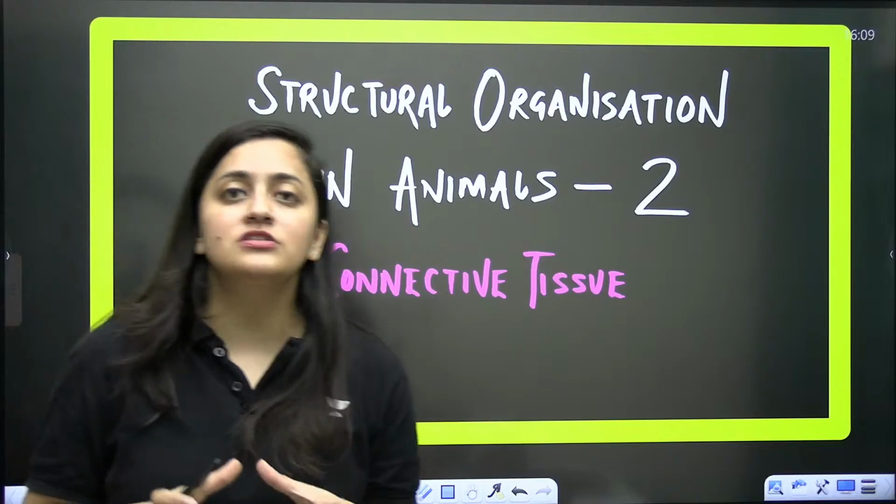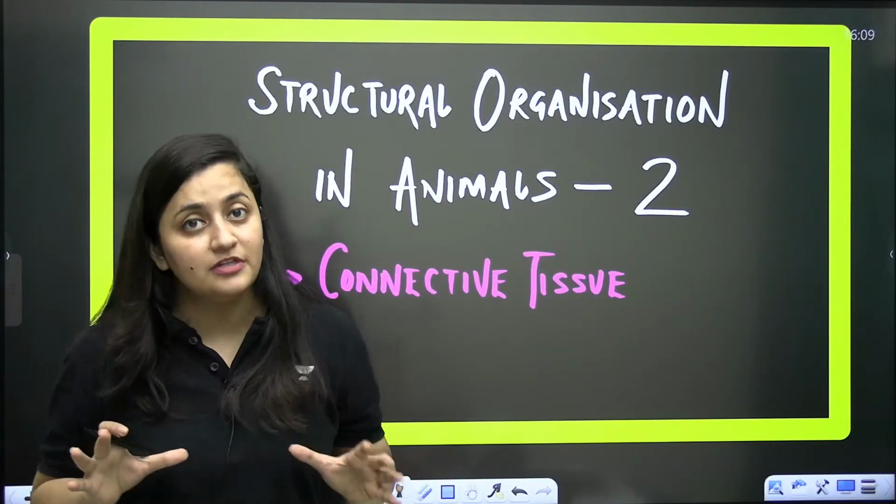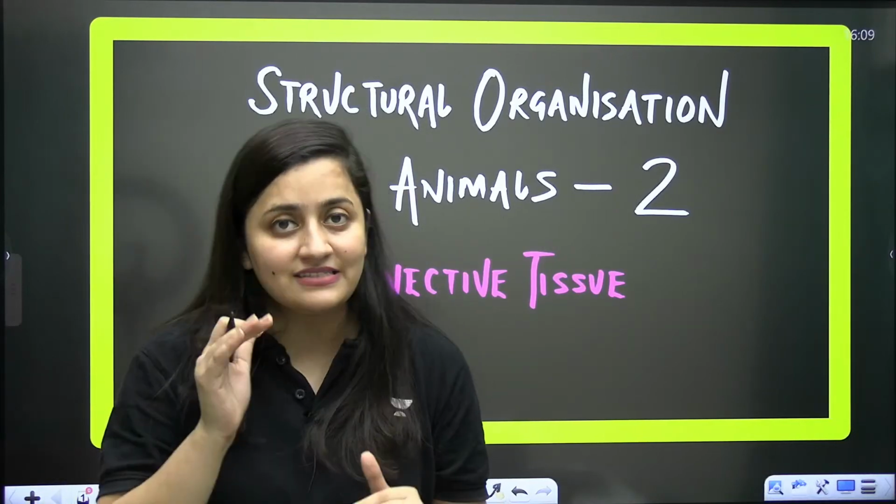Of course, it is the proximal convoluted tubule. You are going to get the examples only, so please revise it properly.